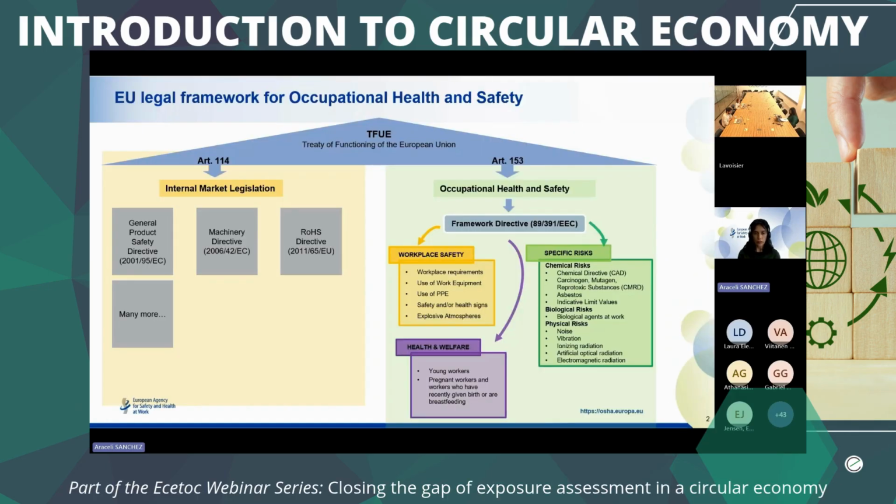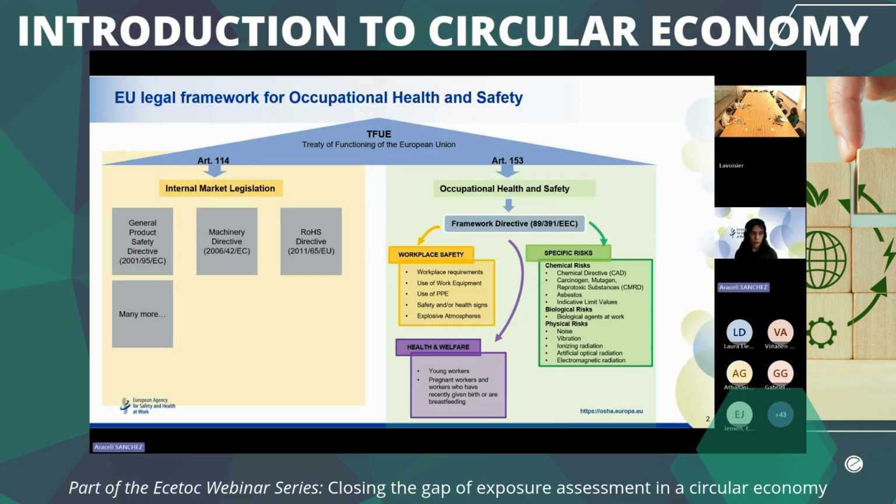I'm going to start explaining first the legal framework in Europe for occupational health and safety, and then I will move to more specific aspects on how to carry out the exposure assessment. So the legal framework is based on the Treaty of Functioning of the European Union, mostly on Article 153, but Article 114 is also very important.